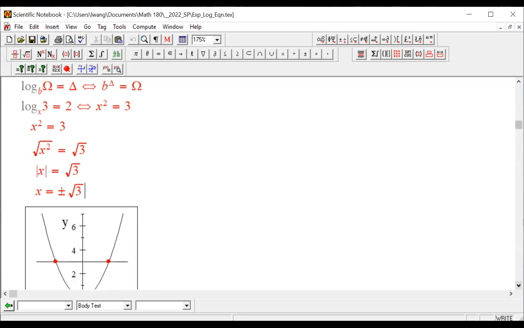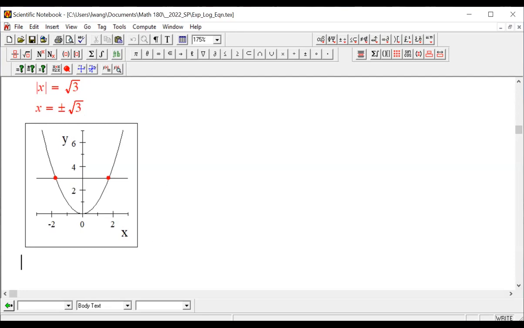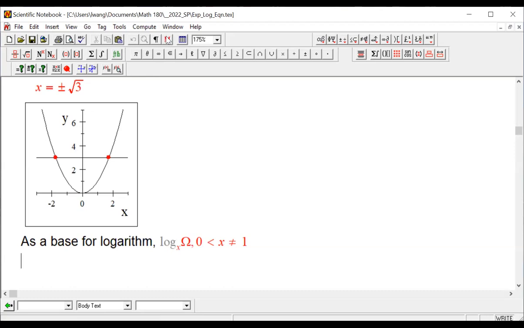So in the end, as a base for a logarithm, log base x of whatever, x must be larger than 0 and not equal to 1. So in the end, the solution x will be equal to positive root 3. Negative root 3 will not be the solution.